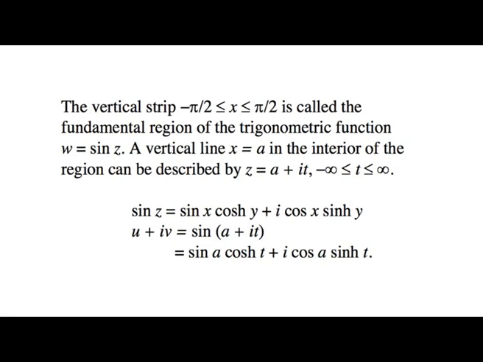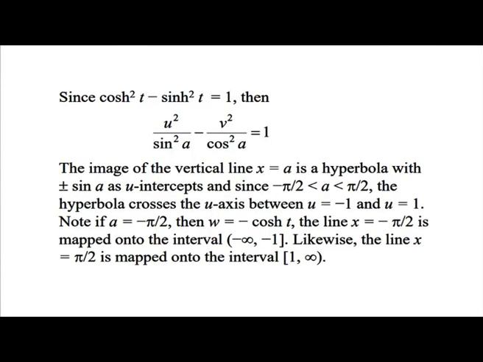Also u plus iv is equal to sin of a plus it, that is sin a cos ht plus i cos a sin ht. And since you know that cos h square t minus sin h square t is equal to 1, this becomes u square by sin square a minus v square by cos square a is equal to 1. So, the image of the vertical line x is equal to a is a hyperbola with plus or minus sin a as u intercepts, and since minus pi by 2 is less than a less than pi by 2, the hyperbola crosses the u axis between u equal to minus 1 and u equal to 1.